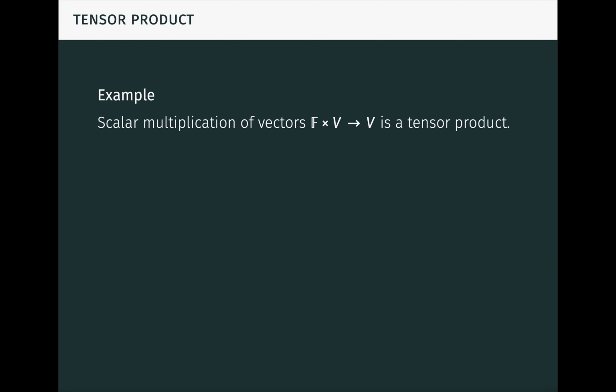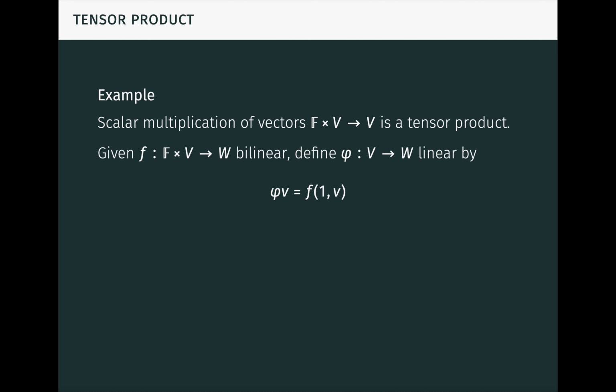First, scalar multiplication of vectors in a vector space is a tensor product. We can show directly that it satisfies the universal property. Given a function f from the set F times V to W, which is bilinear, we can define a linear map phi from V to W by phi of v equals f of (1, v). This is linear since f is linear in its right input.